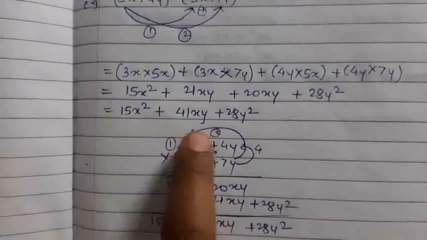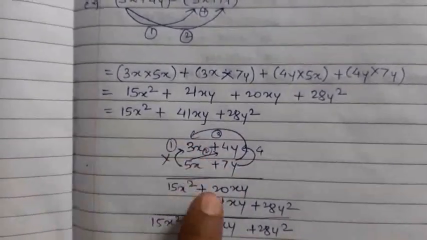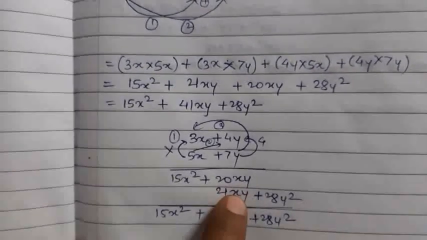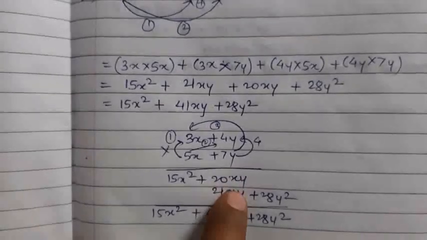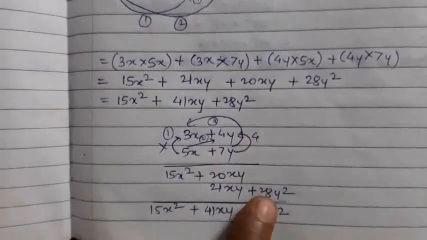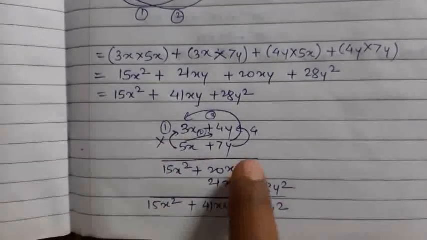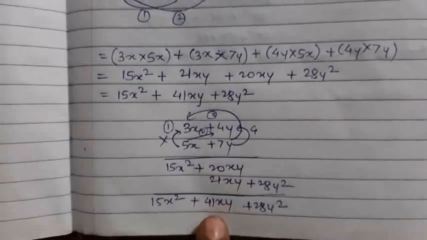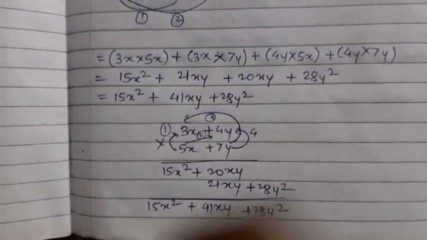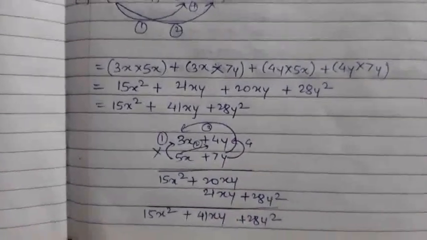Now by this term we will multiply this. So 7y into 3x is 21xy. As it contains xy, below xy we have to write, so it will be 21xy. Now 7y into 4y, it is 28y square. Now just 15x square as it is. These two are like terms, so we have to add: 41xy plus 28y square. So out of these two, horizontal and vertical, you can choose any one method.